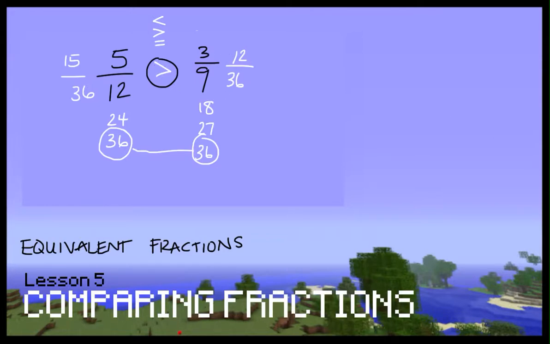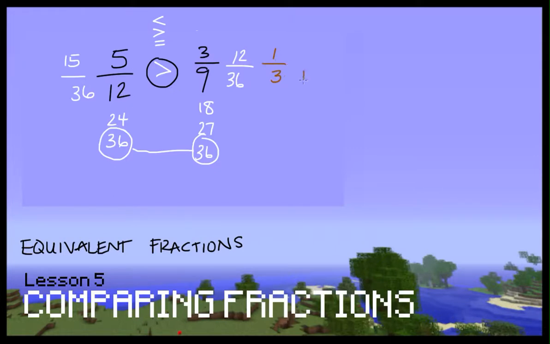There is one other way, and if you really know your facts, you probably saw this. 3/9 is actually not reduced. Okay? If I reduce this by dividing both the numerator and denominator by 3, 3 divided by 3 is 1, and 9 divided by 3 is 3, reducing this down to 1/3. Now, I can actually convert 1/3 to 12ths. So I first go down, then I got to go back up.